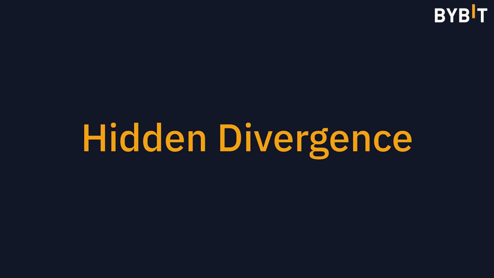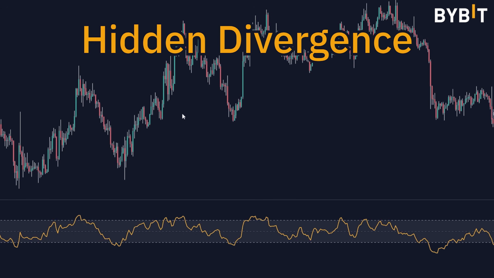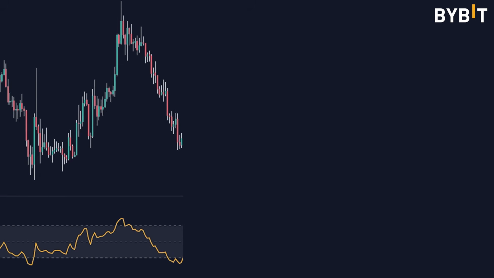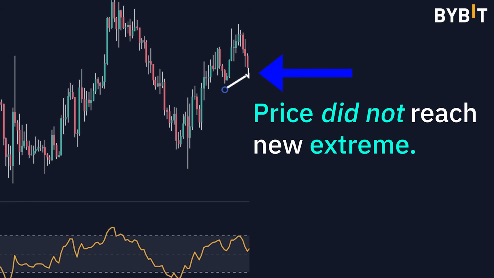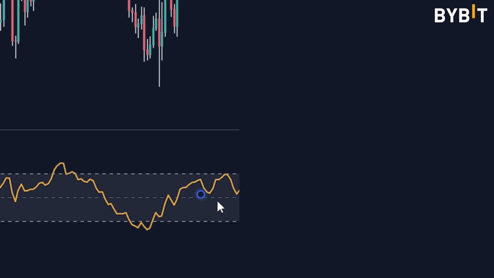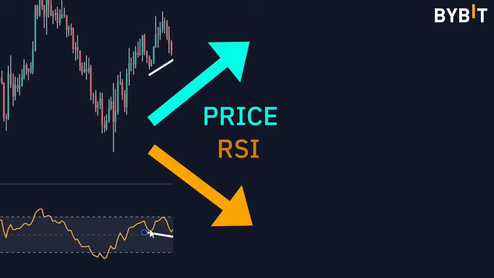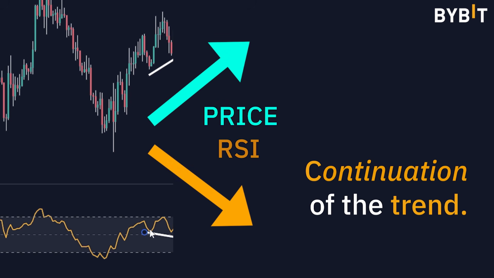Now let's move on to the second type of divergence, which is hidden divergence. What hidden divergence is basically it's the opposite, where RSI reaches a new extreme, but price does not reach a new extreme. And so we have an instance of hidden divergence right here. This low to the right did not reach a new price extreme. But when we look at this to the downside, notice how the relative strength index, the right dip did reach a new low below the left dip. This signals a continuation of the trend.